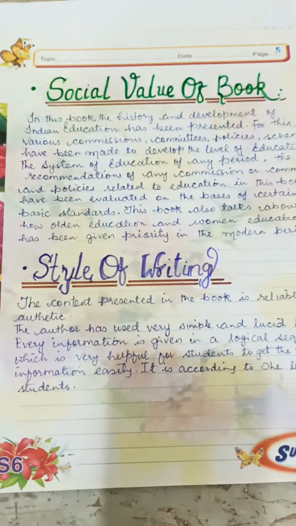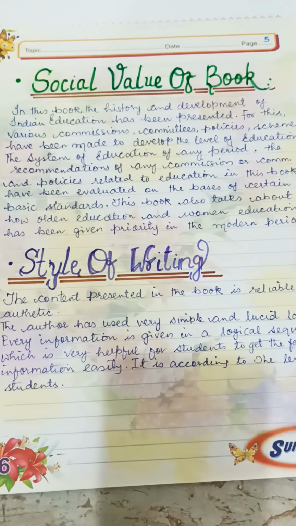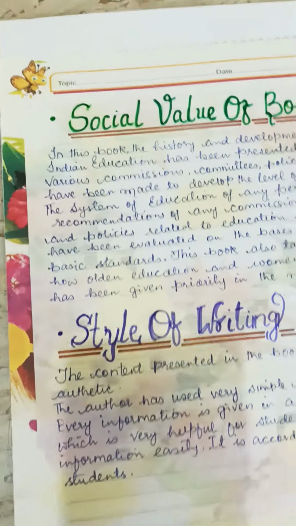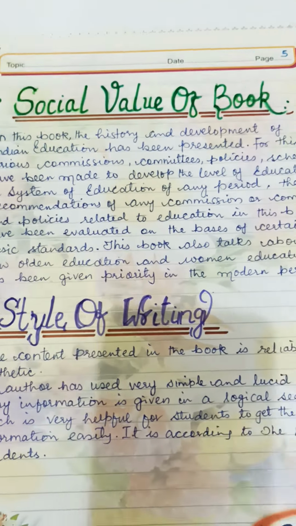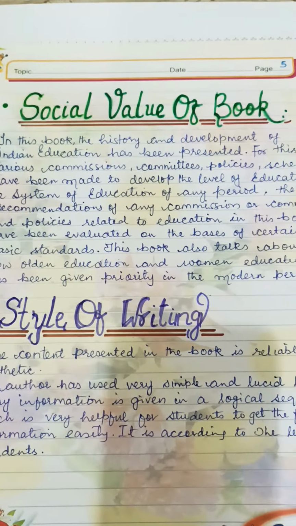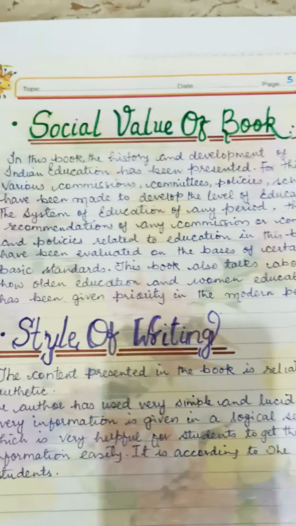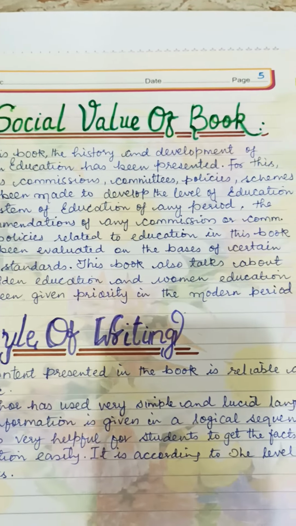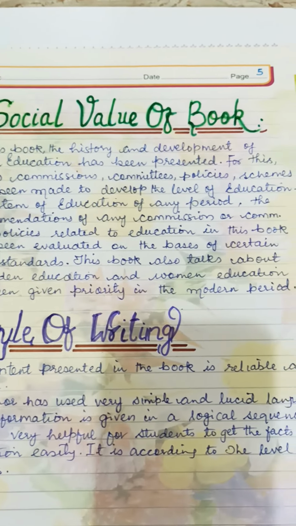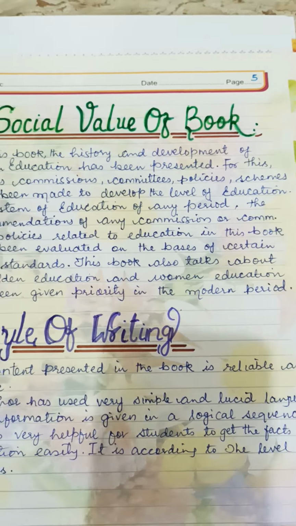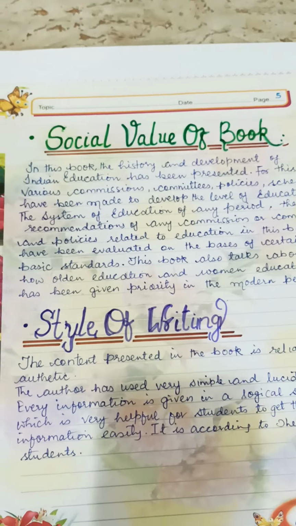Then next comes the social value of the book. We write about it, what the book contains, what it is about. For example, in this book, the history and development of Indian education has been presented. For this, various commissions, committees, policies, schemes have been made to develop the level of education. It's telling us the social value of this book.